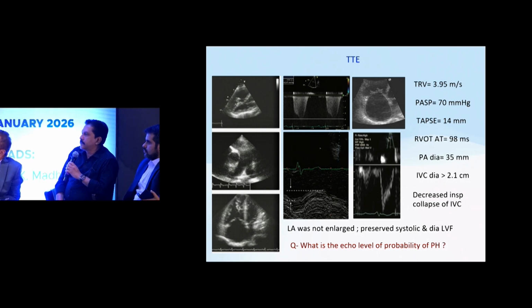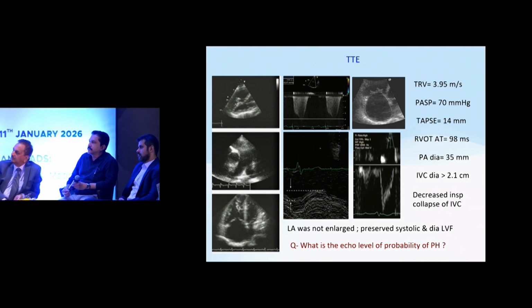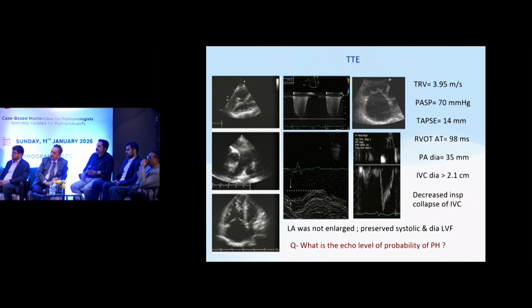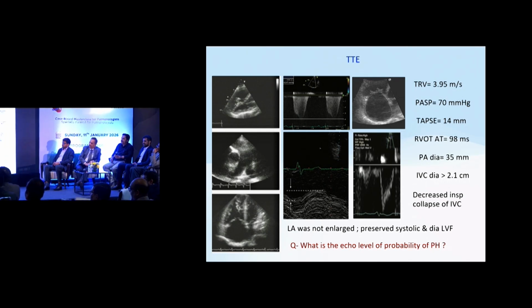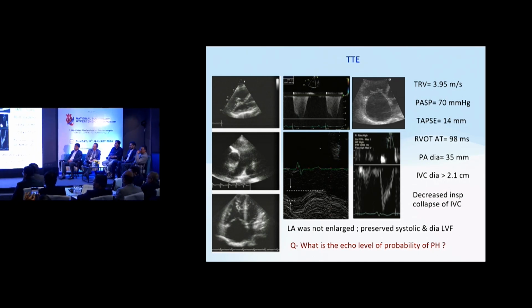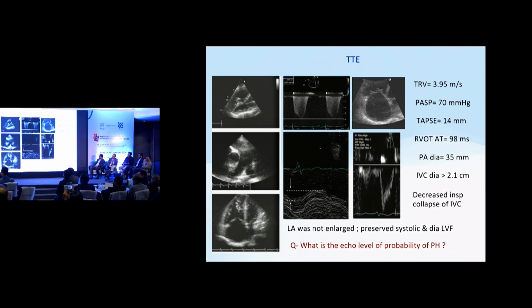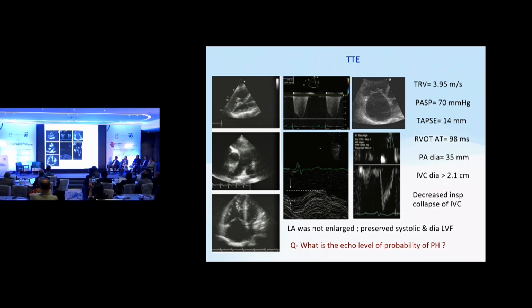So it's high. So Dr. Thala, our interest won't be knowing from you what is the echo probability. Our interest would be, yes, sure. So our interest would be why the echo gives the probability of PH, not the diagnosis of PH.